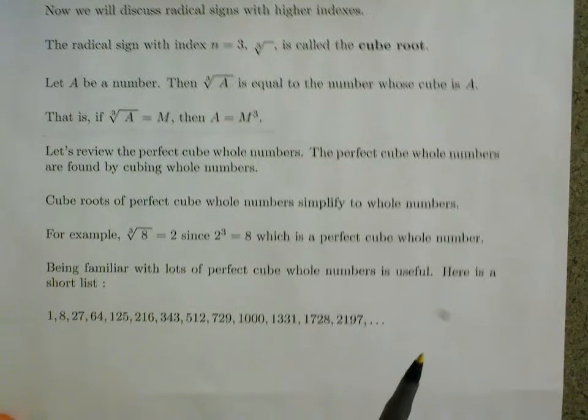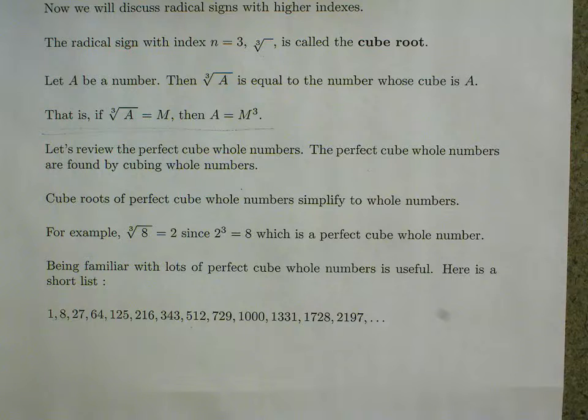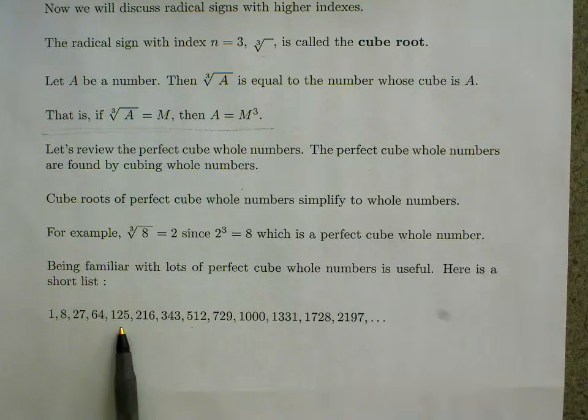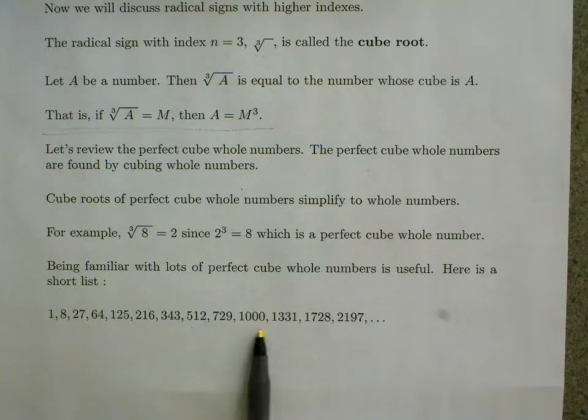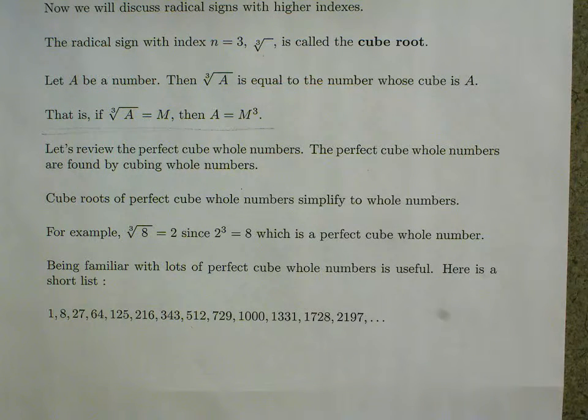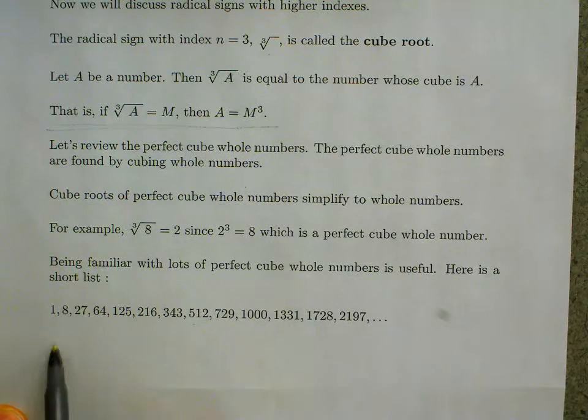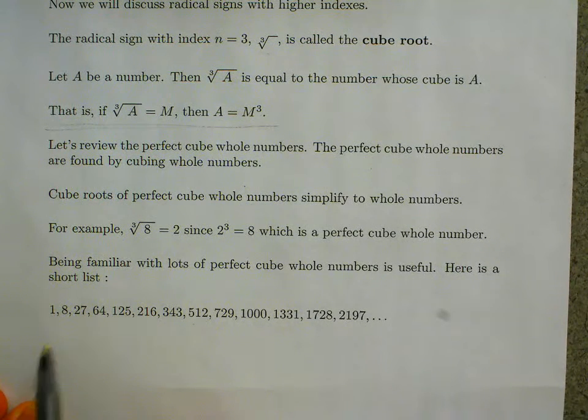Here's a list. It's not too hard to remember the perfect cube whole numbers up to 1,000. So 1, 8, 27, 64, 125, 216, 343, 512, 729, and 1,000. Those are perfect cubes. I'll go ahead and write them out in a little more detail. 1 is 1 to the third. 8 is 2 to the third.